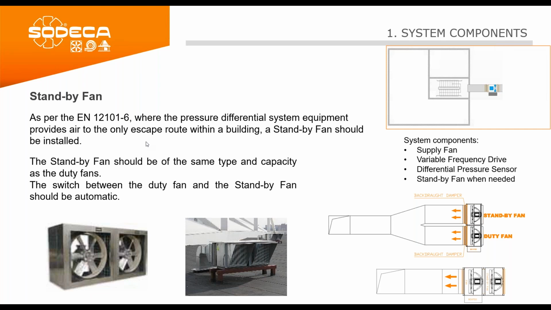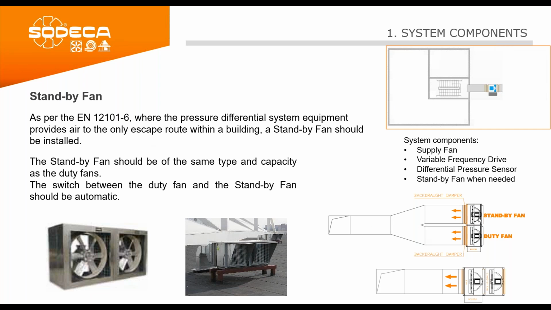The following thing to talk about is when we need a standby fan. As per the EN 12101/6, where the pressure differential system equipment provides air to the only escape route within a building, a standby fan should be installed. And this standby fan should be the same type and capacity as the duty fan. And the switch between the duty fan and the standby fan should be automatic. It means that if the duty fan fails, the standby fan should run automatically.